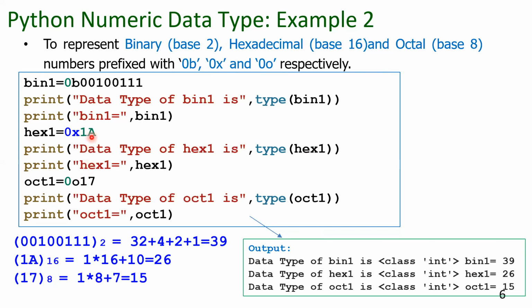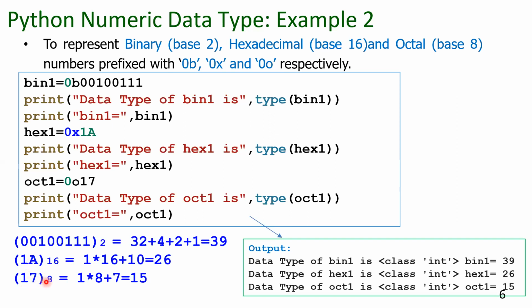Similarly, the hexadecimal value 1a can be converted into the corresponding decimal form by multiplying each of these digits with the corresponding place values. For example, the place value of 1 is 16 to the power 1 here and the place value of a is 16 power 0, which is 1. And remember, a is equivalent to decimal 10. That is why we are getting 1 into 16 plus 10, which is 26. That means 26 is the decimal equivalent of the hexadecimal number 1a.